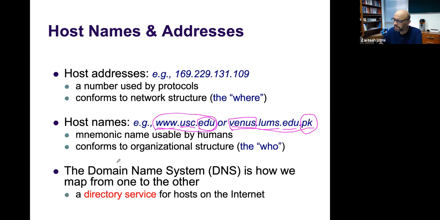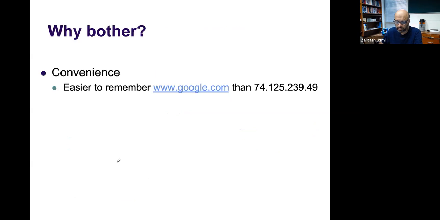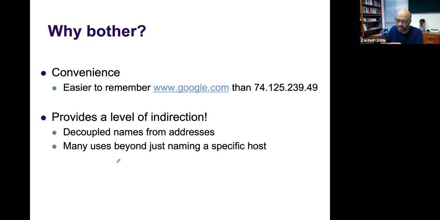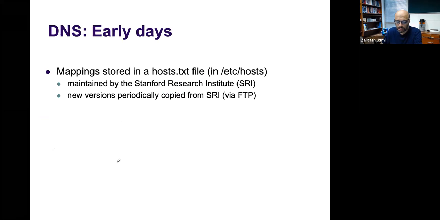So basically it's a directory service. Why do we need to bother with that? Because it's easier to remember the host names as compared to the IP addresses, and it also provides a level of indirection, which means that you decouple the names from the addresses. If you change the IP address of your server, for whatever reason, you change the service provider, or you move from one location to another location, you can still keep the same domain name, same host name, and have a different IP address.